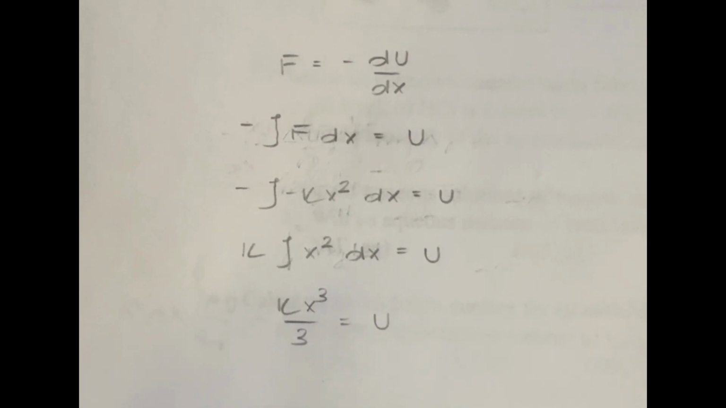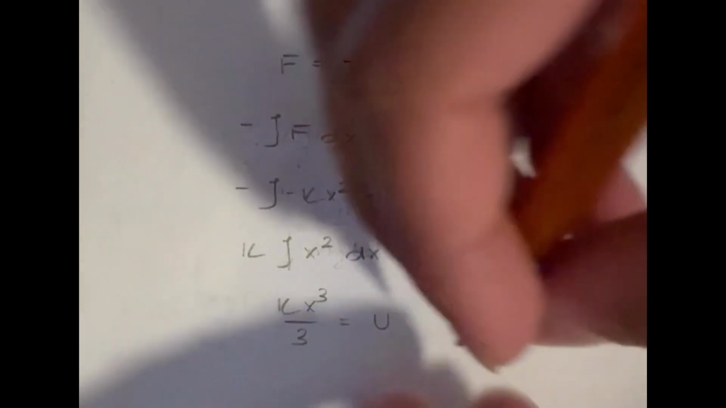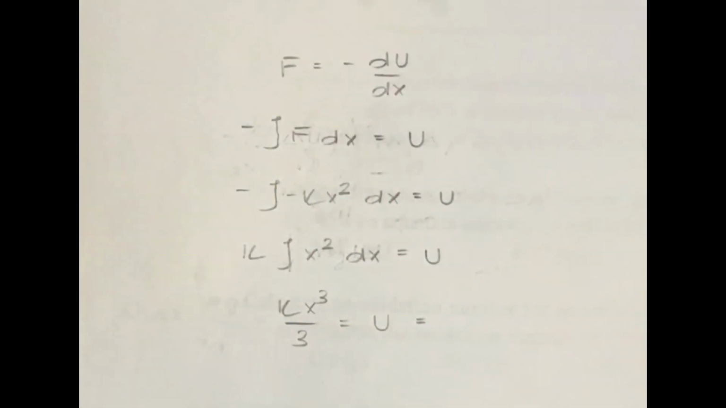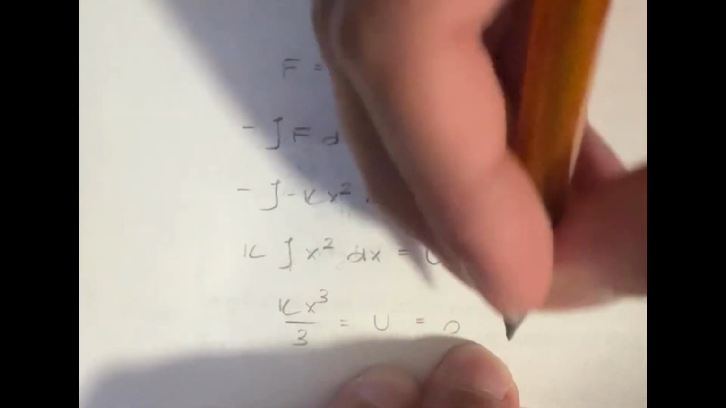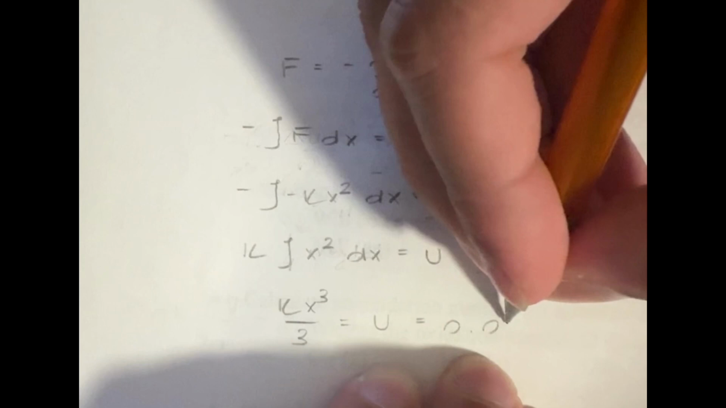Now that we have a formula for potential energy, we can just plug in for k and x. For k we will plug in 5,000, and for x we'll plug in 0.025. Since it gives us 2.5 centimeters, we have to convert it to meters and plug that in. And when we do that, we get 0.026 joules.